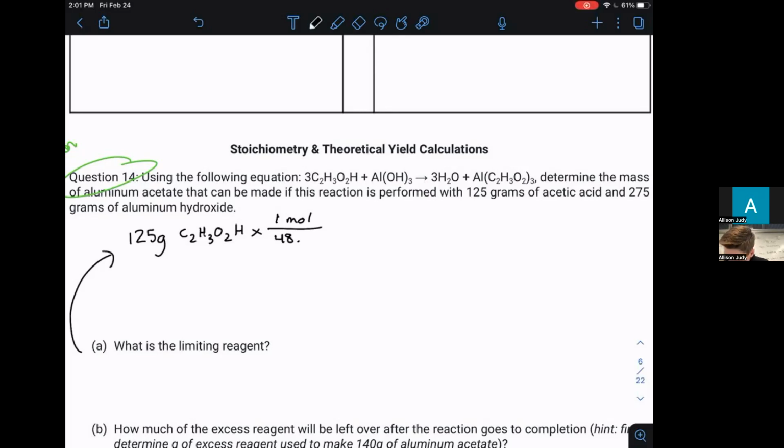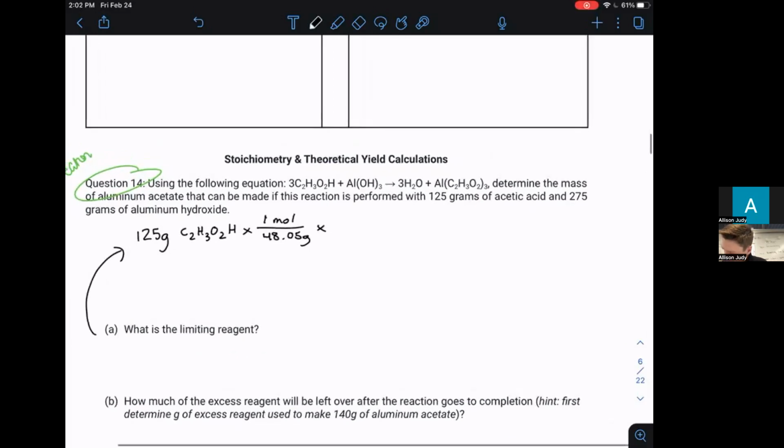So we said 48.05 grams. Then we use our molar ratio, of course. For every 3 moles of acetic acid, we have 1 mole of aluminum acetate. And then we need our molar mass of this compound, which is going to be 48.05. And we'll just add on, actually, no, that's not gonna work. So we'll just do it all again.